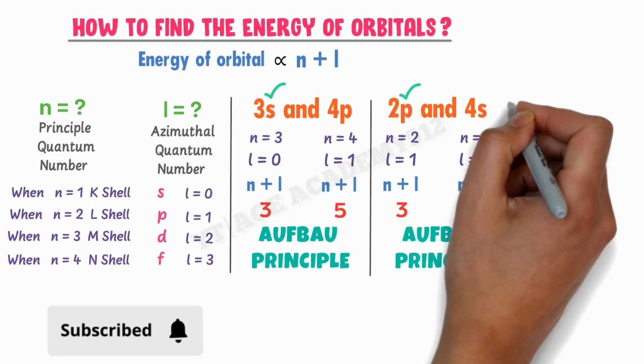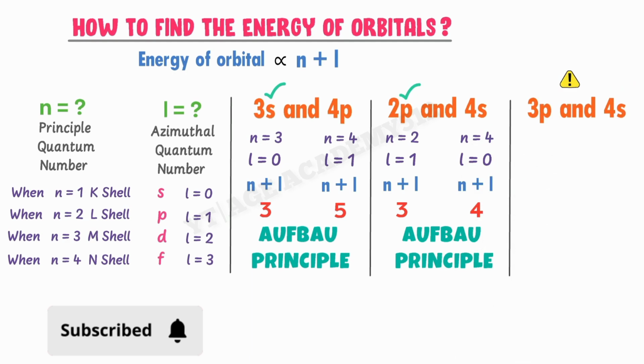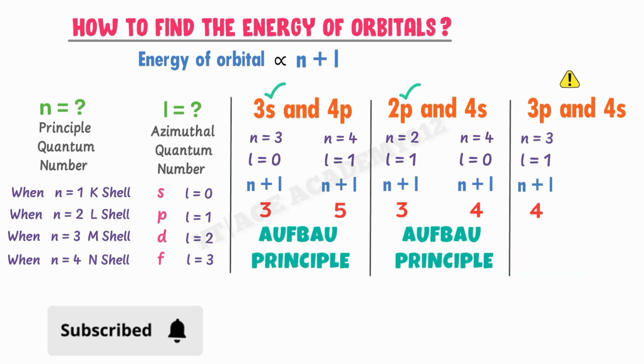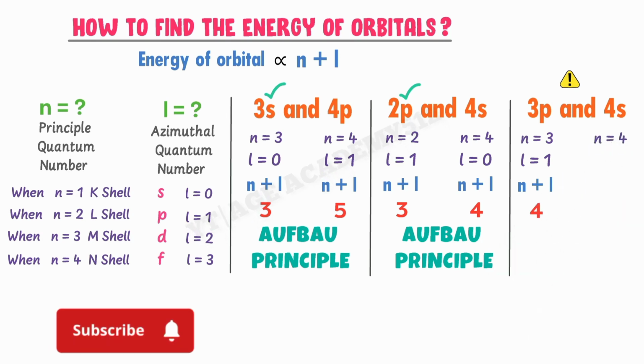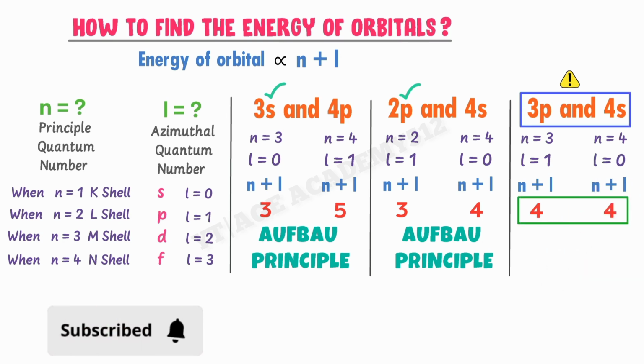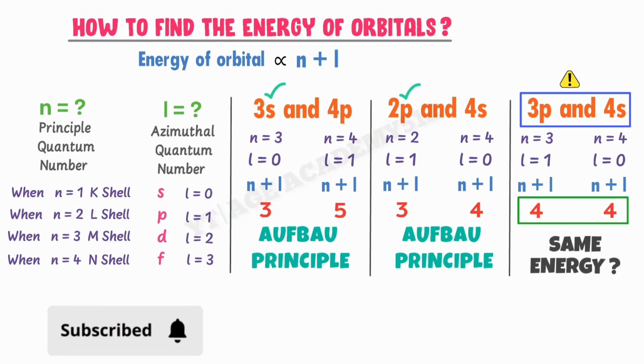Also, you should know the special case, for example, 3p and 4s. In case of 3p, n is equal to 3. For p, L is equal to 1. So n plus L is equal to 4. In case of 4s, n is equal to 4. For s, L is equal to 0. So n plus L is equal to 4. The value of n plus L is same for both 3p and 4s. Do they have same energy? Well, the answer is no, they do not have.